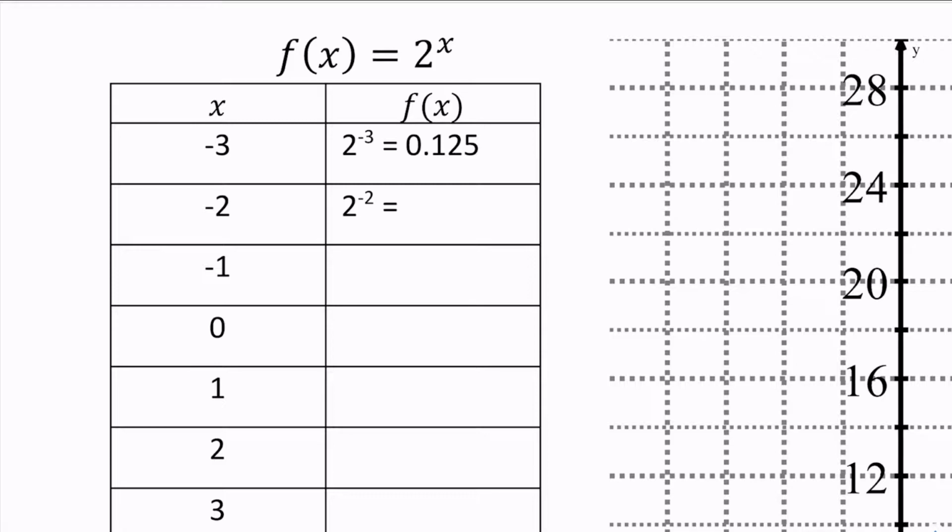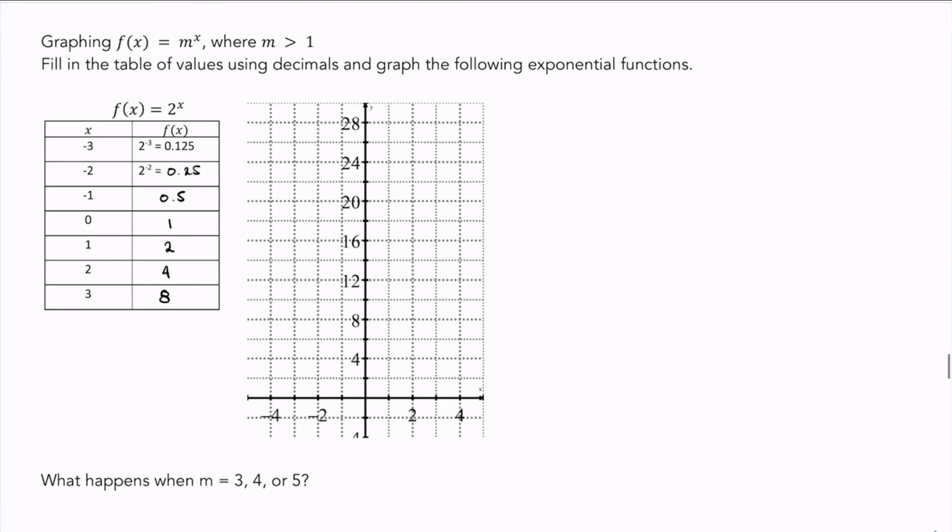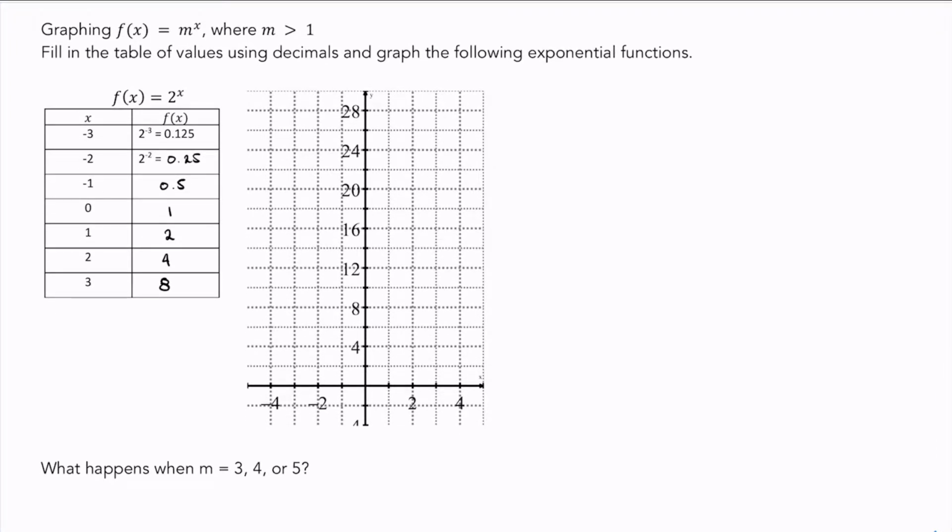I have a table of values here where I'm just calculating the value for each x. The first one's done for you. The second one is going to be 2 to the negative 2, which is just 1 over 4, or 0.25. 2 to the negative 1 is going to be 0.5. 2 to the 0, anything to the exponent 0 is 1. Anything to the exponent 1 is itself, whatever the base is. 2 squared is 4. 2 cubed is going to be 8. So there's our table.